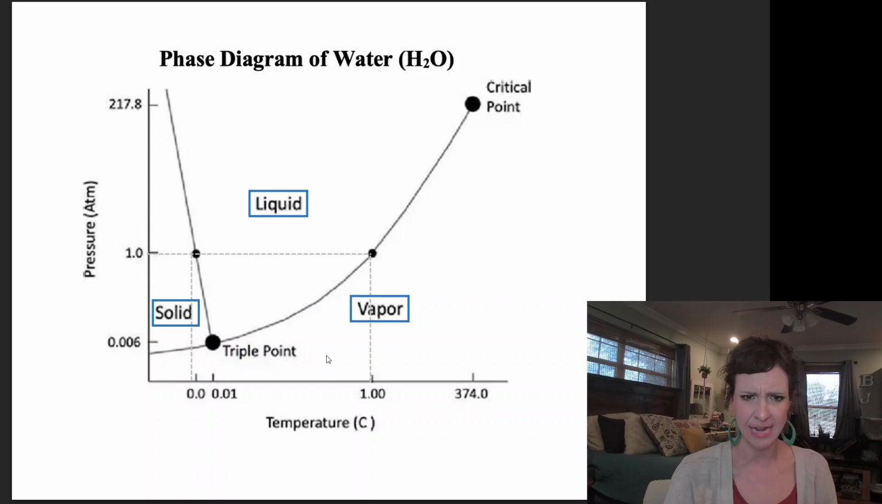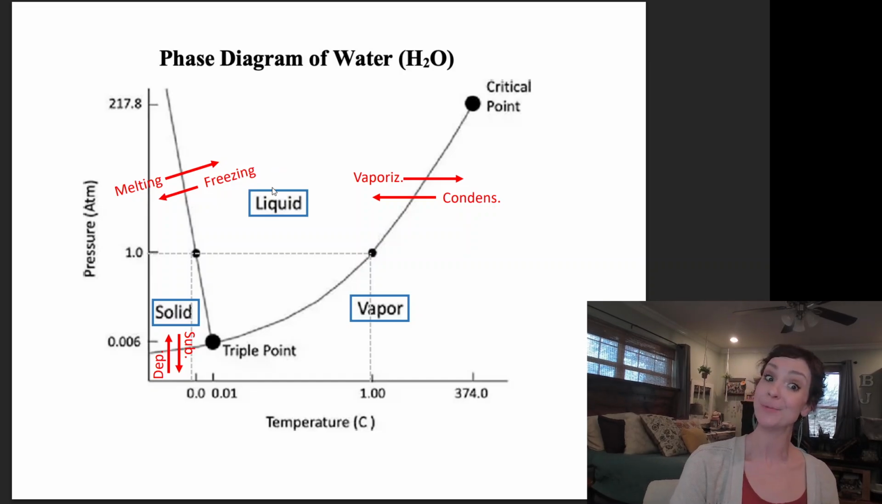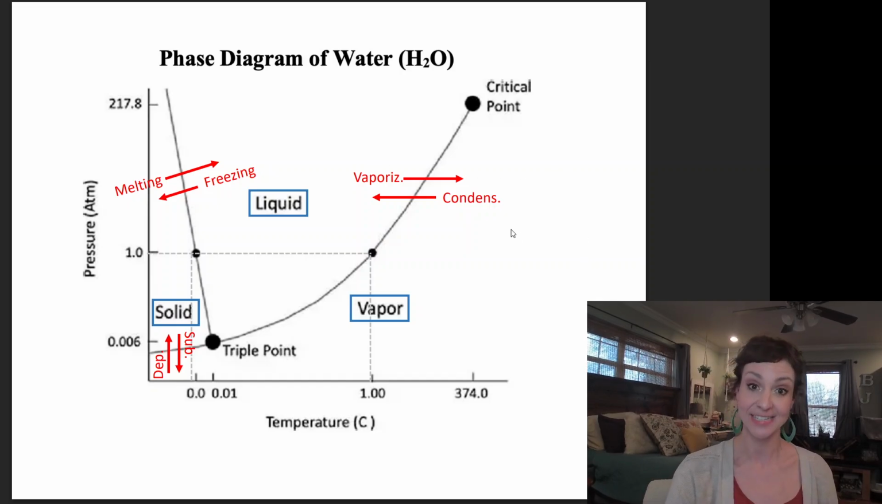Let's talk about these phase boundary lines. Y'all, I can represent the 6 phase change terms that we reviewed on this phase diagram, right? If I am moving across this line, going from a solid to a liquid, that's melting. If I'm going the opposite way, moving from the liquid section to the solid section, that's freezing. If I am moving from the liquid section over to the gas or vapor section, that's vaporization, and condensation would be moving the opposite way across that line.